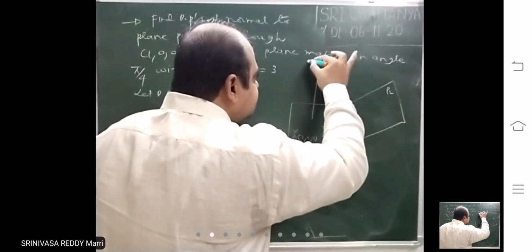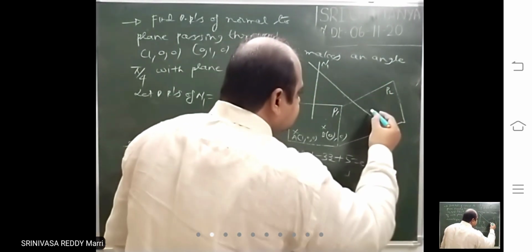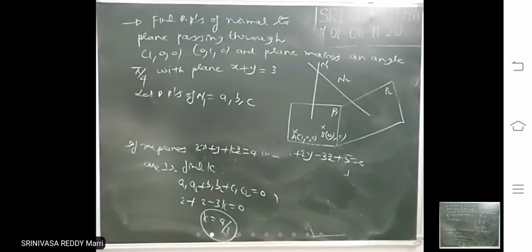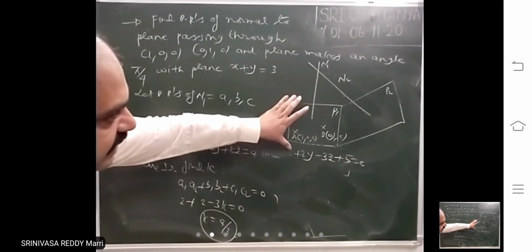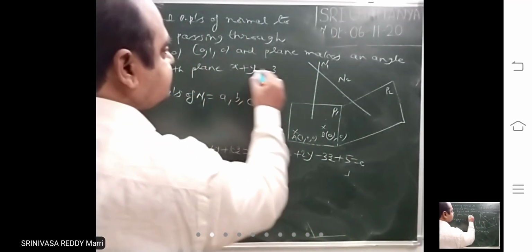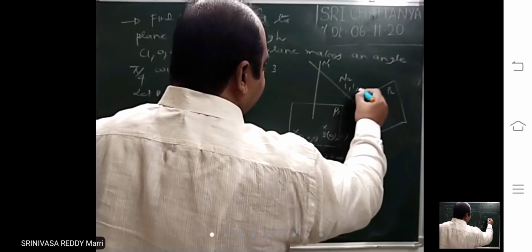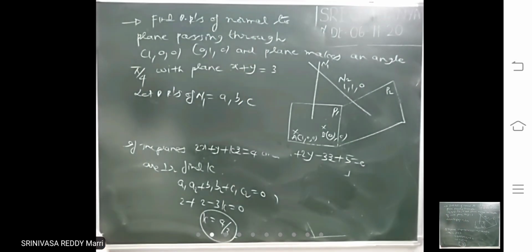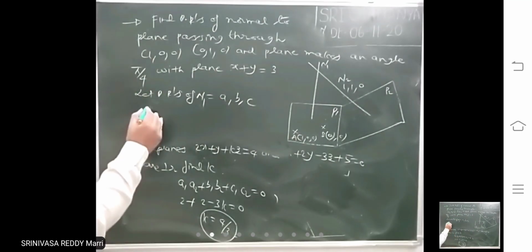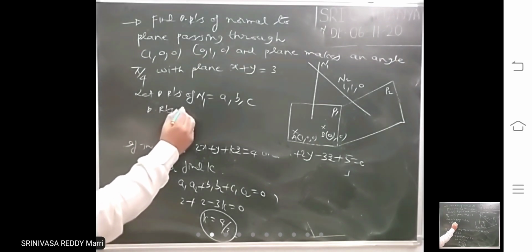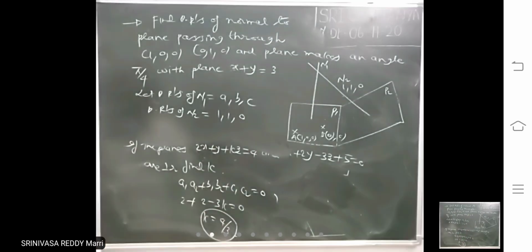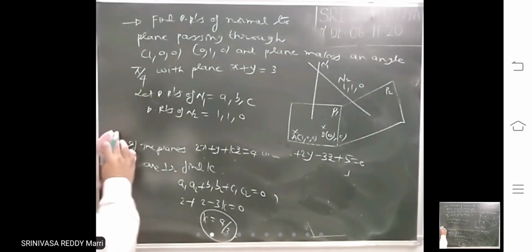Now the angle between them is what? The angle between these normals. I have drawn the normal to this, let us say N2. Now, the DRs of the normal to this plane is A, B, C. The DRs of this normal are given, so the DRs are 1, 1, 0. The DRs of the normal to plane 1 is A, B, C. The DRs of N2 is nothing but given, this is 1, 1, 0.